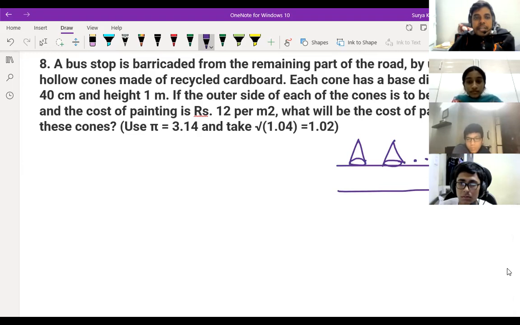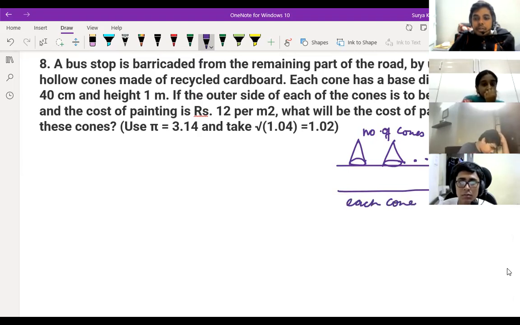The bus stop is barricaded from the remaining part of the road by using 50 hollow cones. How many cones are there? Number of cones is equal to 50. Each cone's base diameter is given as 40 centimeter. It means we can write here radius as 20 centimeter, correct?